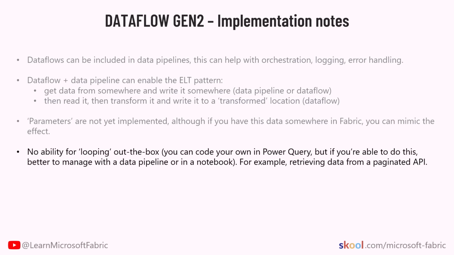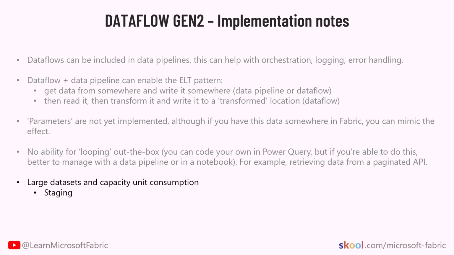Next, there's no ability for looping out of the box. You can code your own if you're familiar with Power Query, but it's probably better to manage this with a data pipeline. If you need to implement control flow logic, it's probably best to do that in a pipeline or in a notebook if you know Python. An example is retrieving data from a paginated API, where you need to loop through the different pages of the API to get all of the data.